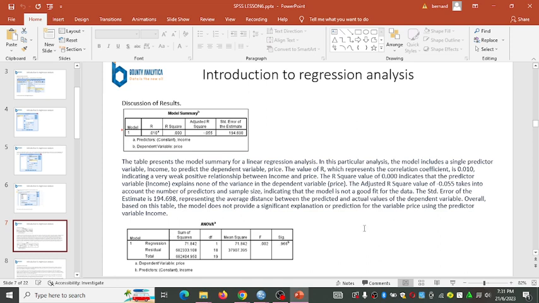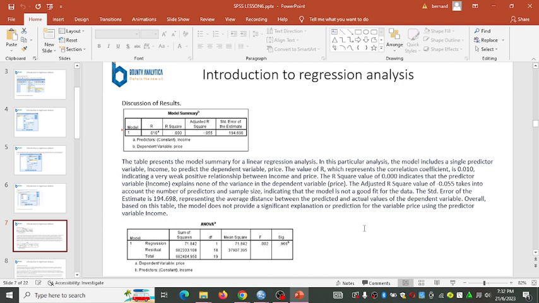So let's see the interpretation. This table represents the model summary for a linear regression analysis. In this particular analysis, the model includes a single predictor variable, that is income, to predict the dependent variable price. The value of R, which represents the correlation coefficient, is 0.01. So a correlation of 1% is very poor, indicating a very weak positive correlation between income and price.